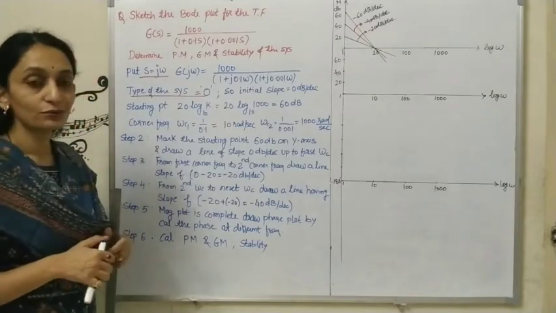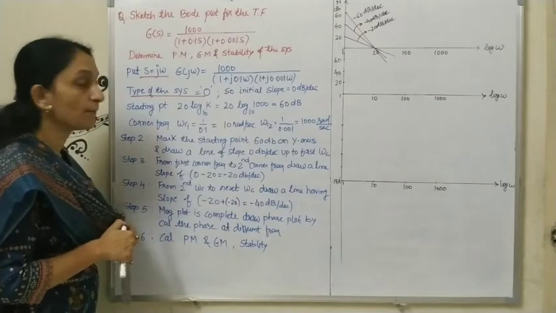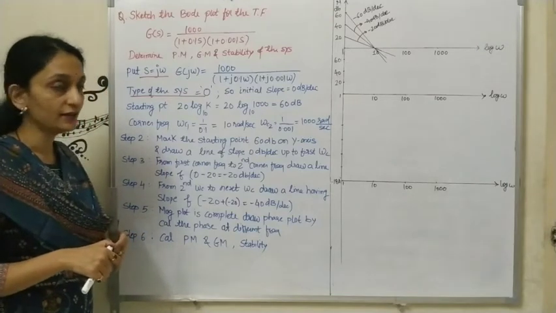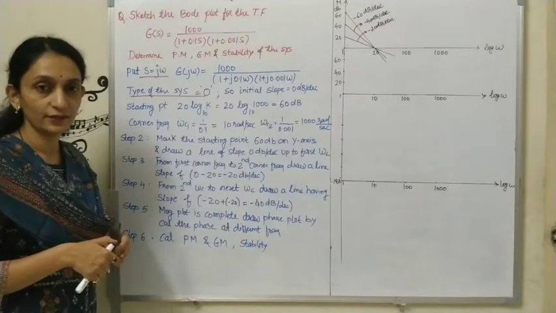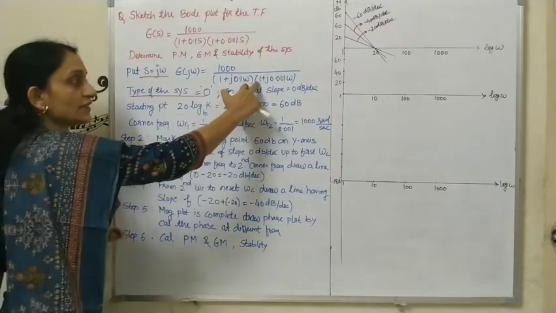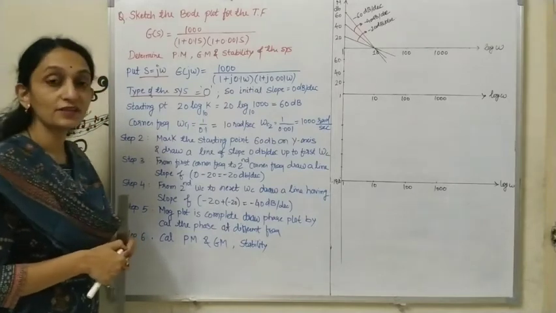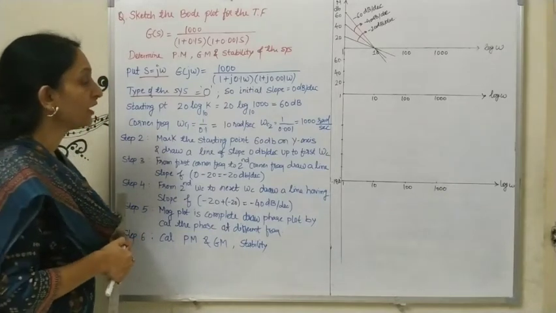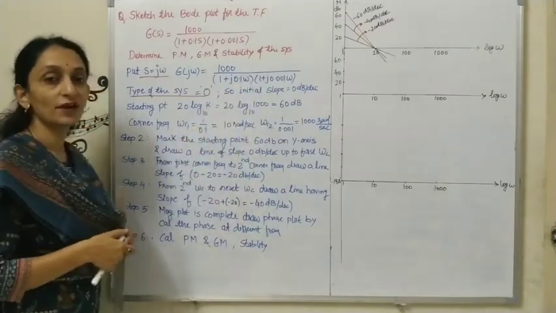You know that one pole contributes a line slope of minus 20 dB per decade, and the angle contribution by the pole will always be minus 90 degree. Two poles are there, so the resultant line slope will be minus 40 dB per decade, and the angle contribution will be minus 90 times 2, so it will be minus 180.